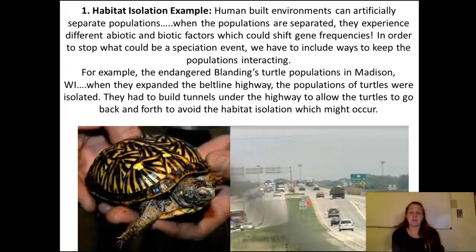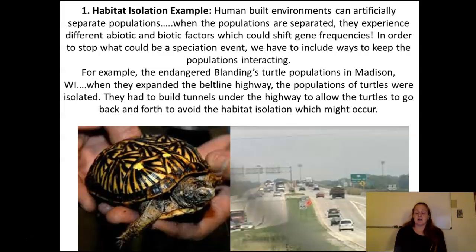Another example of habitat isolation is more modern. It has to do with humans and how we interact in the landscape. So one of the biggest things that we do is we fragment the landscape, and we do this with our roads and our highway expansions. When we do that, we are isolating and separating populations. We could potentially be contributing to speciation events, or we could be contributing to a whole host of things.